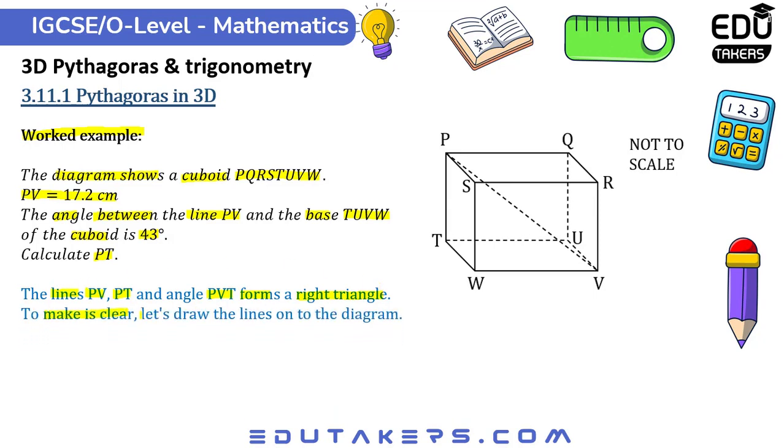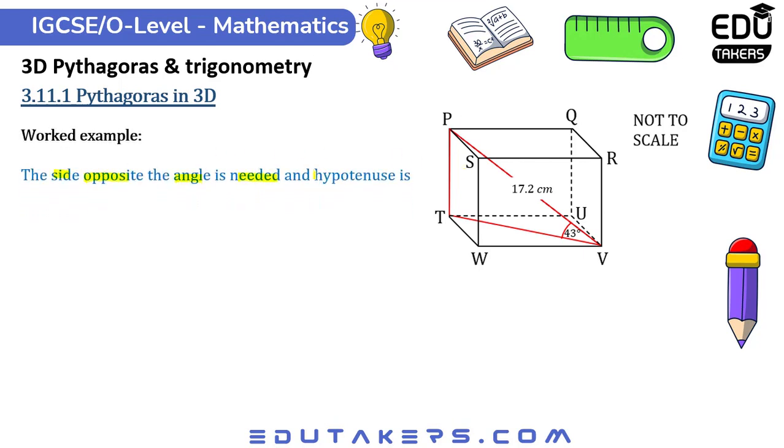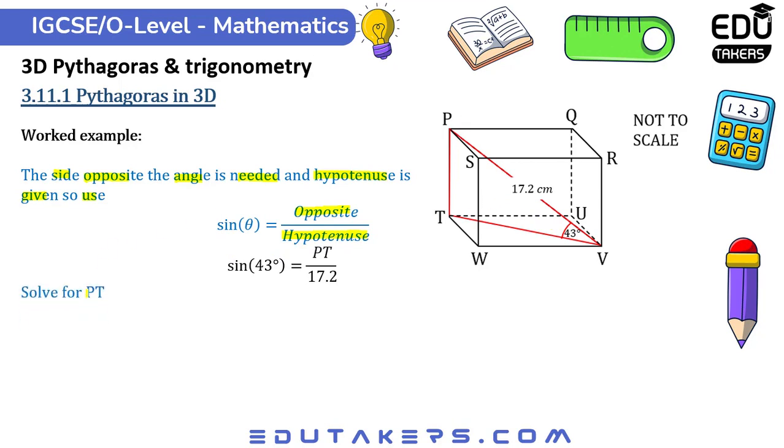To make it clear, let's draw the lines onto the diagram. Like this. This angle is 43 degrees, this PV is 17.2 cm, and now this PVT is a right-angled triangle. The side opposite the angle is needed and the hypotenuse is given, so use sin theta is equal to opposite over hypotenuse. Sin 43 will be PT over 17.2. So now solve for PT. PT equals 17.2 times sin 43 degrees.